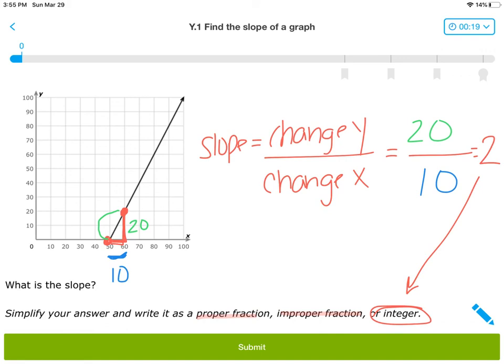But that's how you find the slope. So go ahead and try some on your own. Let me know if you need any help today.